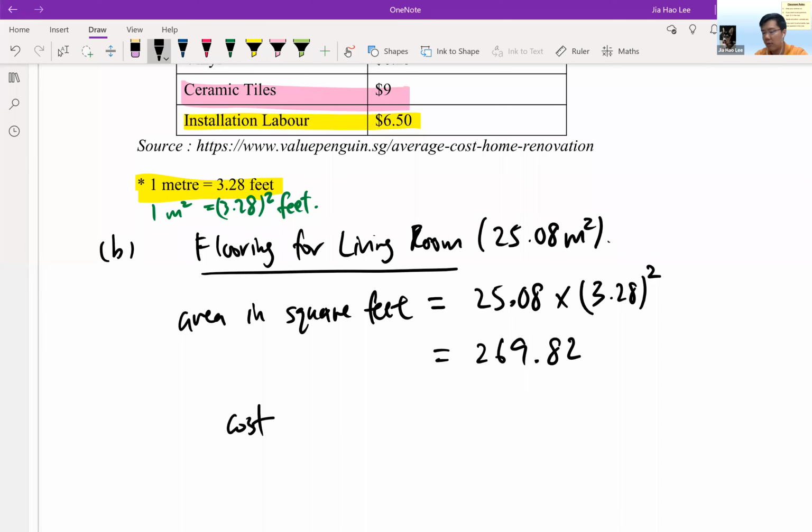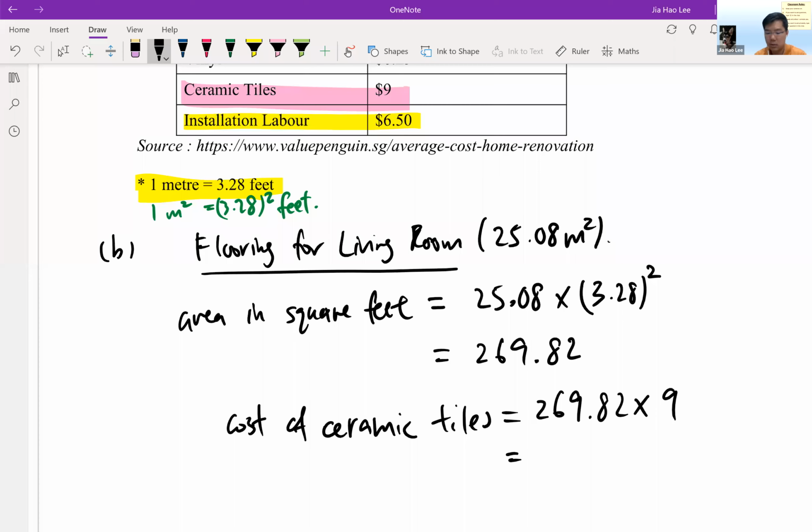So the cost of the tiles. In PRWC, it is advisable to be as clear as you need to, so that when we mark, we know exactly what you're calculating. If you write cost of tiles, I think we can figure out what you're talking about, but it's better if you write down the word ceramic there, so we know that you're looking at the right one. So cost of ceramic tiles, 269.82, and then I'm going to multiply by the cost, which is $9, so times 9.